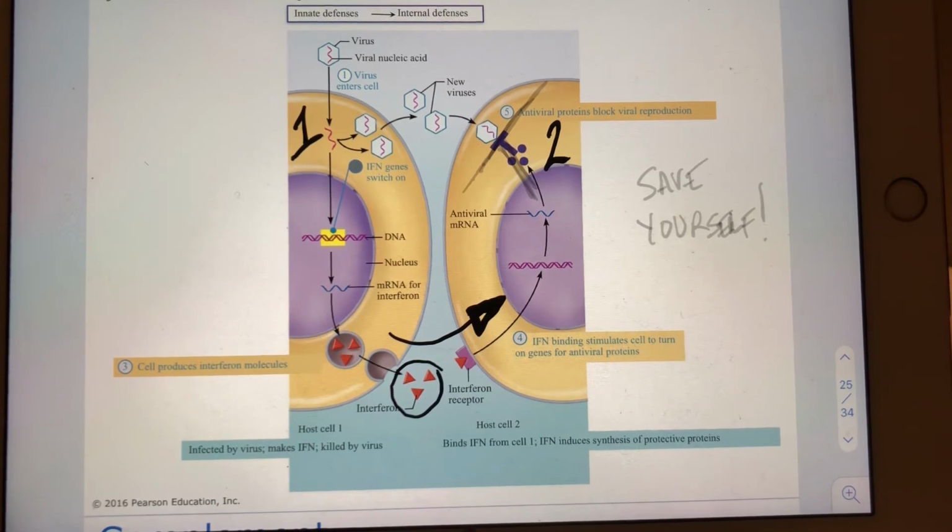In other words, that first cell secreted interferons, which signaled the second cell to block that particular virus from entering the cell. No, zombie, you're not coming in. So again, for me, this is the, save yourself, antimicrobial protein. I've been zombified. It's too late for me. Save yourself. Moving on to slide 27.